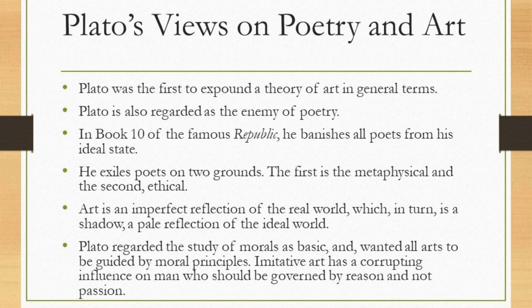The second objection that Plato raises against poetry is on the ground of ethics. Plato regarded the study of morals as basic and wanted all arts to be guided by moral principles. Imitative art has a corrupting influence on man, who should be governed by reason and not passion. A philosopher is the moral custodian of the welfare of his people. He has a right to stand in opposition to any form of artistic imitation that deviates from the norms of reason. Hence, he condemns poetic imitation on the ground that it fed and watered the passions instead of drying them up.